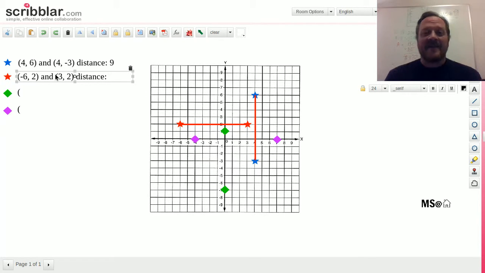Distance can't ever be negative. So what's the absolute value of -9? 9. Okay? Now look at these two different stars, these two different colored stars.